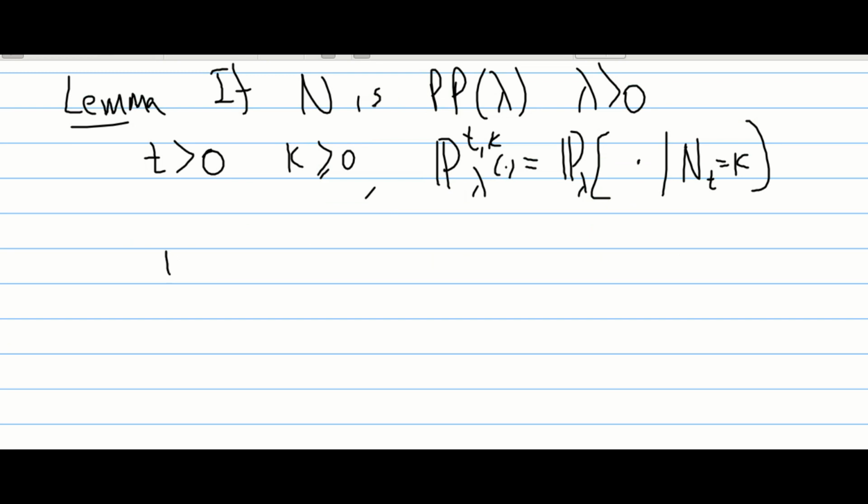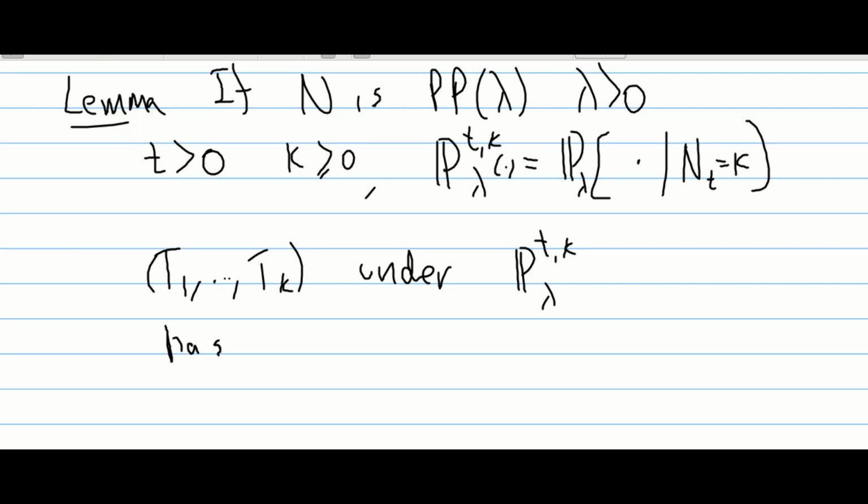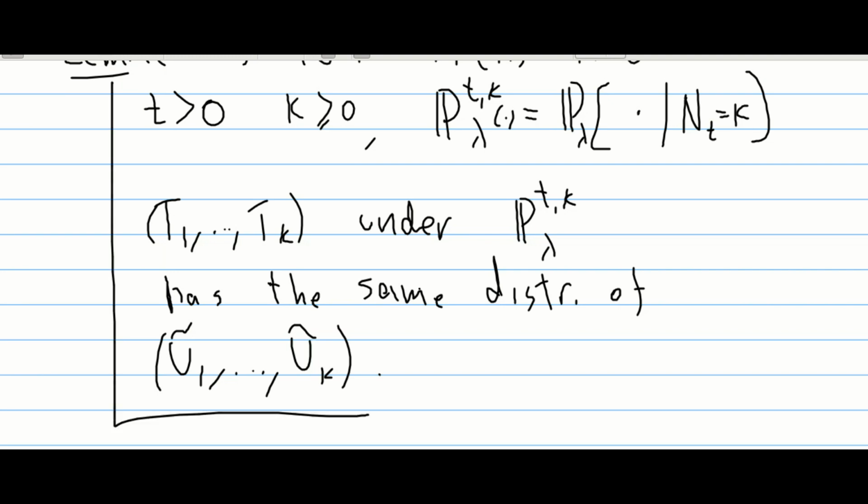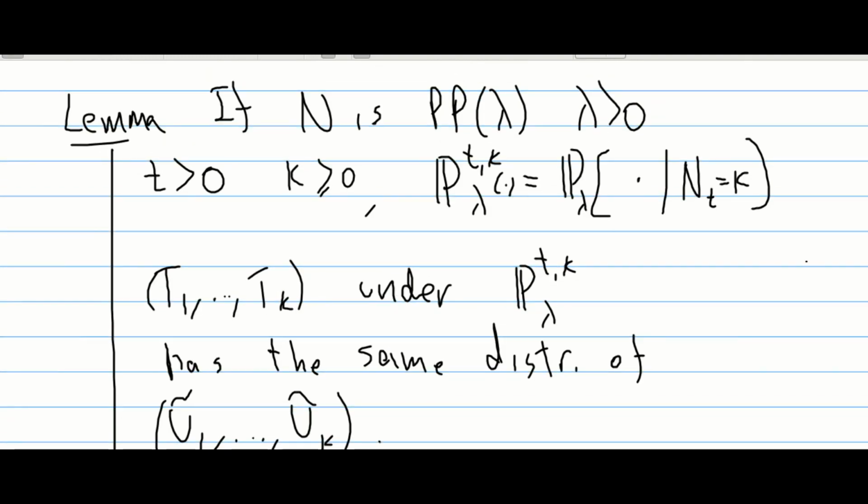And what this theorem states is that t1 to tk as a vector under p lambda t k has the same distribution of uniform random variables that have been ordered. So this is what we proved, and this turns out to answer our question.